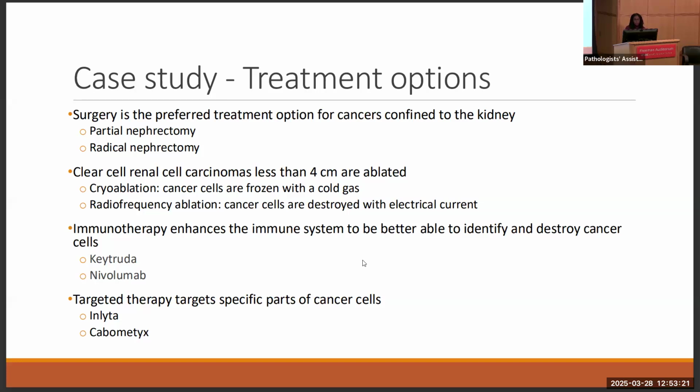If the cancer has spread or is at a high risk of spreading, immunotherapy or targeted therapy are better options. With immunotherapy, the patient is given drugs such as Keytruda or nivolumab, which enhance the immune system to be better able to identify and destroy the cancer cells. Targeted therapy is exactly how it sounds. Specific parts of the cancer cells are targeted with the aid of medications like Inlyta and Cabometyx.